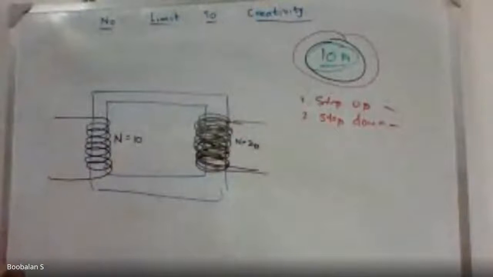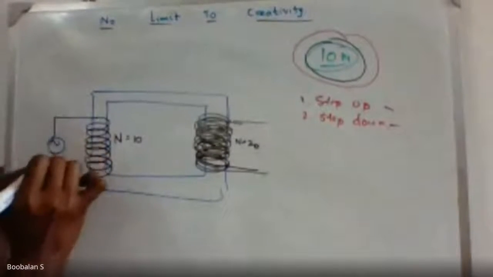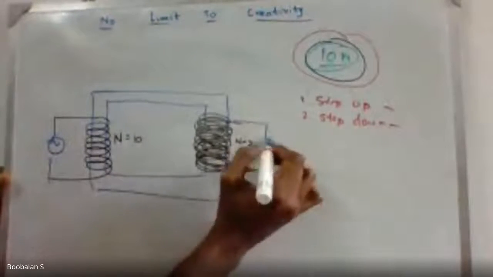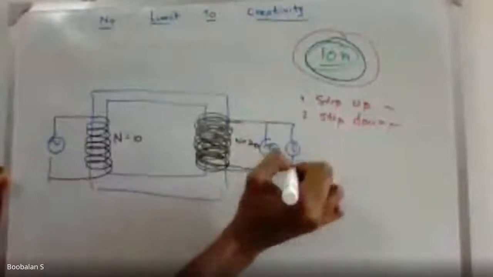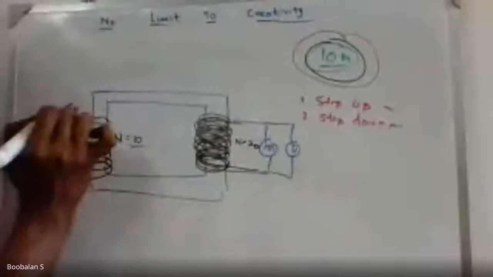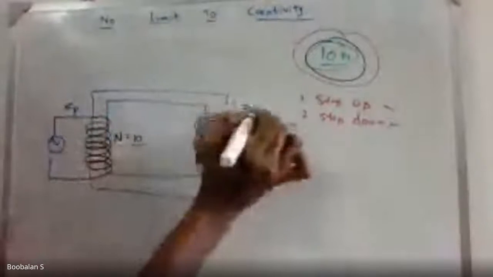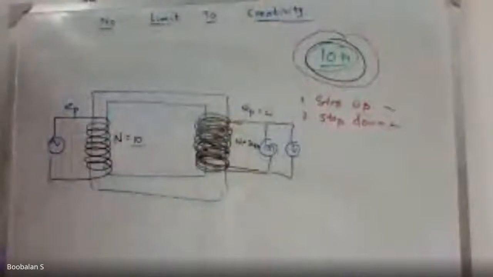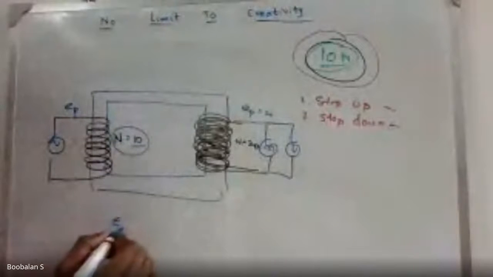In this case, the number of turns on the primary side is 10, and I'm going to apply voltage there. This is a lamp, right? And this is one more voltmeter, connected in parallel. Now the number of turns on my primary side, with voltage EP, is 10, and on the secondary side it is 20. So what will happen actually? The number of turns, by the electromagnetic induction law, gives the induced voltage.